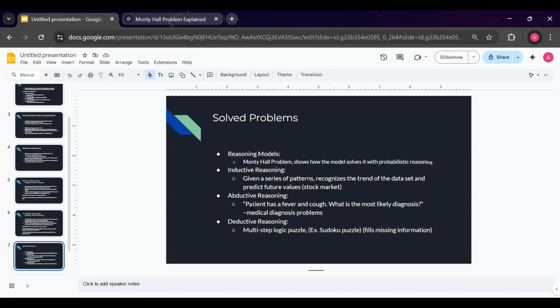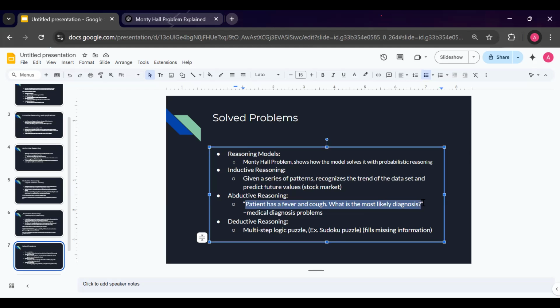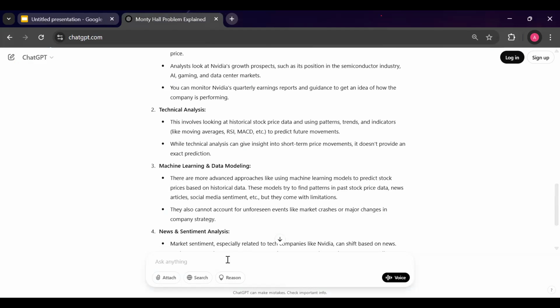Let's go with the other one. The other one is a patient has a fever, so let's just copy in this one. Let's see what it says. Technically, it should say that the patient does have a cold or flu.